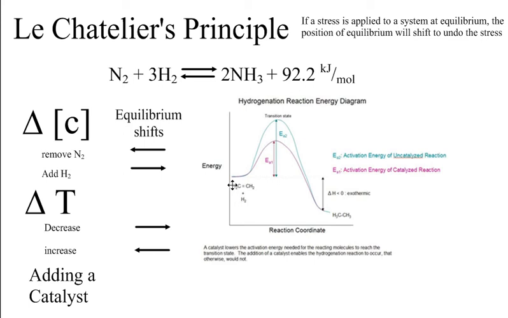So here's a lot of free points on the AP exam. If they ever ask which direction will equilibrium shift with the addition of a catalyst, it is always going to be there will be no effect on the position of equilibrium. Equilibrium will be unaffected by the addition of a catalyst.